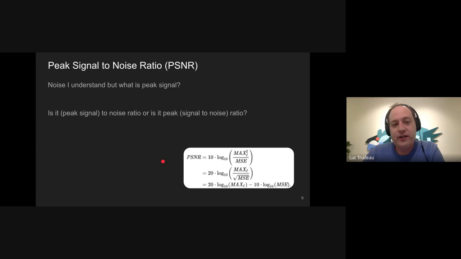So the question is, what is this peak signal? Is it peak signal to noise ratio, or is it peak signal to noise ratio? How does that work? If we look at the equation, we can see that there's this max component, and that's going to be the maximum value of your bit depth. For example, tonight we're going to be working with 8-bit video because it's simple. So the maximum value there is 255. So this is going to be 255 squared over the mean squared error, which I've talked about before. And then you do 10 log 10 of that, and that gives you the final score.